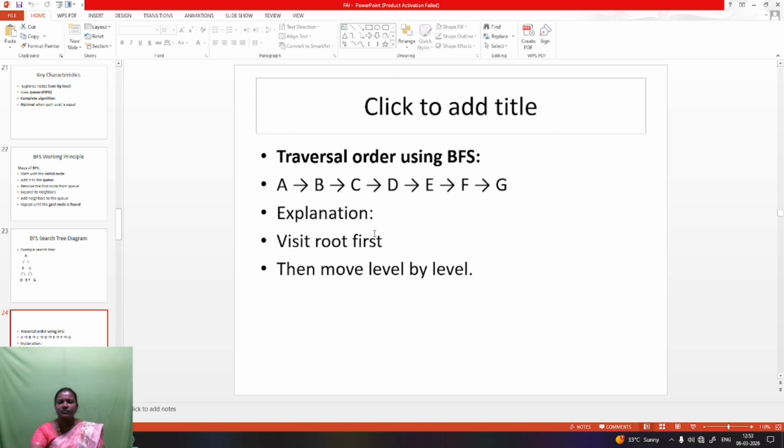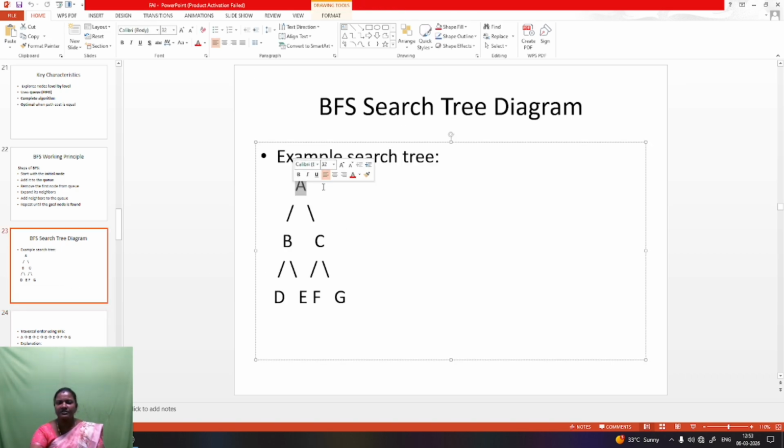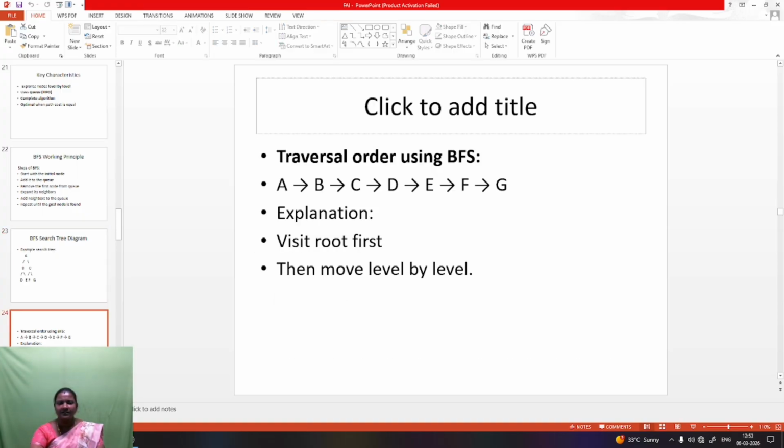Here we visit the root node first. As per the rules, we should start our search at the root node. Then visit the successors level by level, in a breadthwise manner.